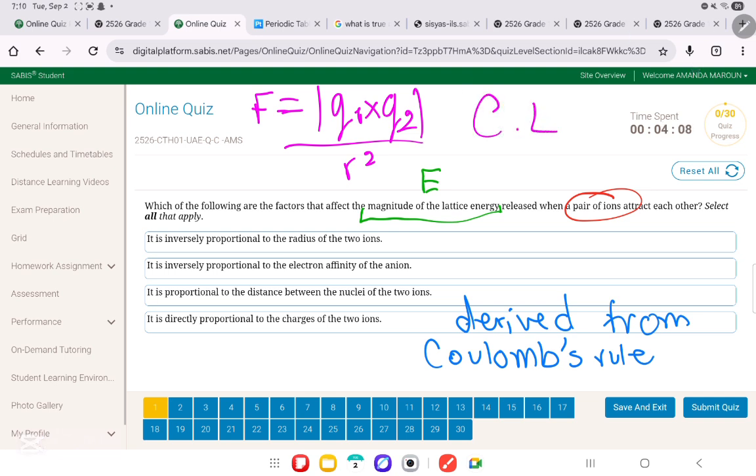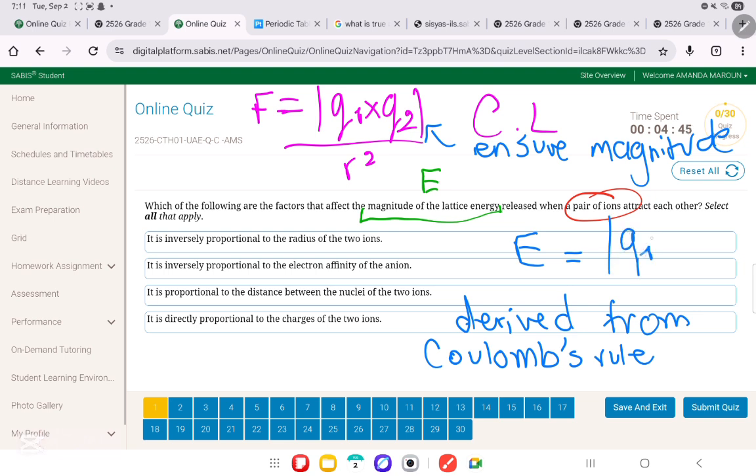But now let's apply this to ions. If we apply it to ions, we would say that the magnitude of the lattice energy. Why do we say magnitude? Because the charges are put in absolute value. This absolute value will ensure that it is a magnitude, because magnitude will not have a direction. It's only magnitude. So the magnitude of lattice energy E is equal to the absolute value of the charge of one ion multiplied by the charge of the other ion over the radii of the two ions, so R squared.